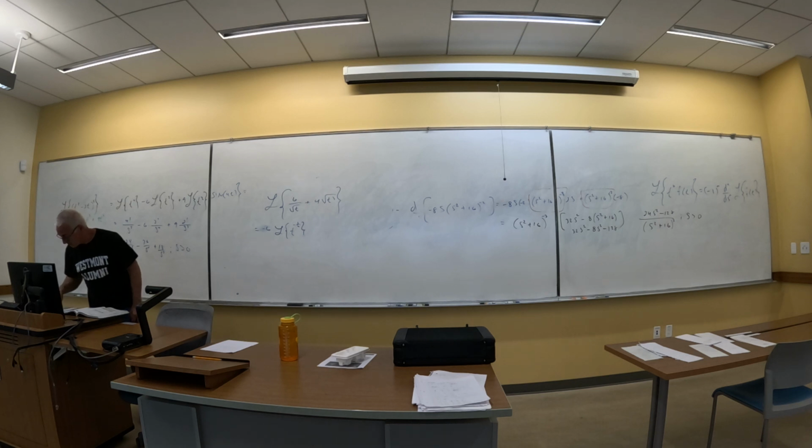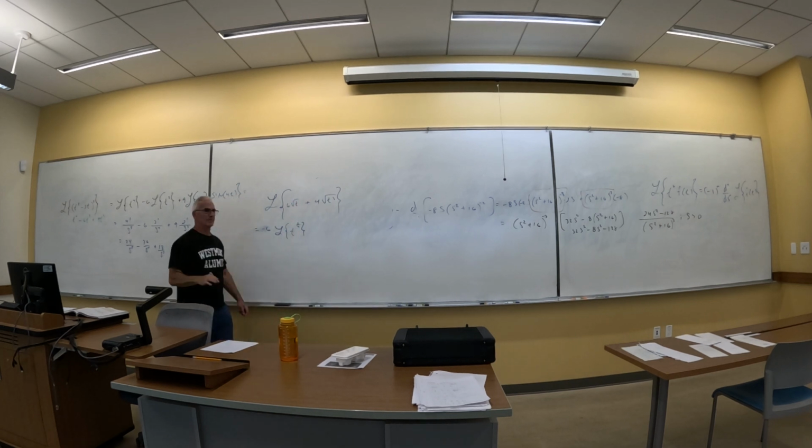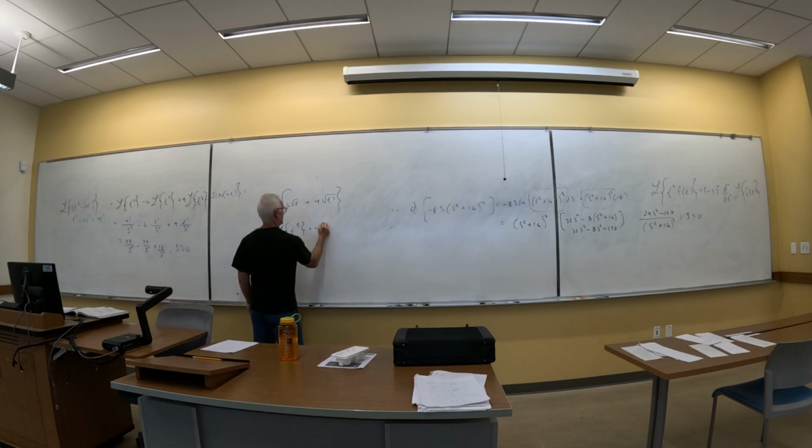I'm trying to remember now. Did we do t to the half or negative half? We did t to the half. Okay, then I'm going to put this in the square root of t. Sorry. Okay, I'll do it. Oh, you changed it. I'm going to make it just a square. This would be t to the 3 halves.